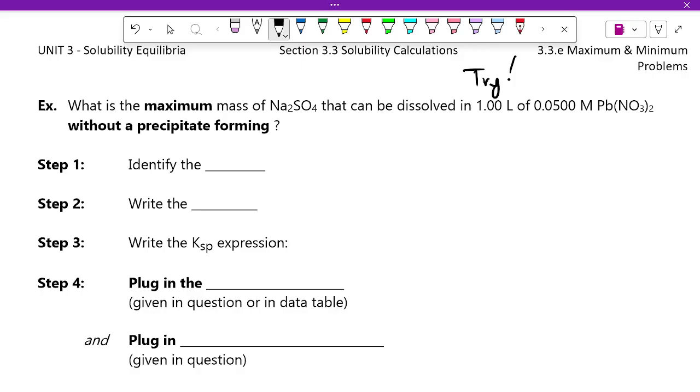Anytime a question says precipitate or precipitation, first we identify the precipitate. Yes, yes. So if you see precipitate or precipitation, identify the precipitate.